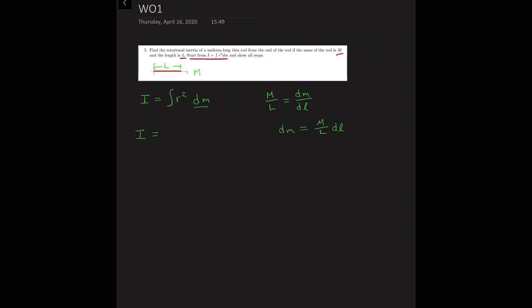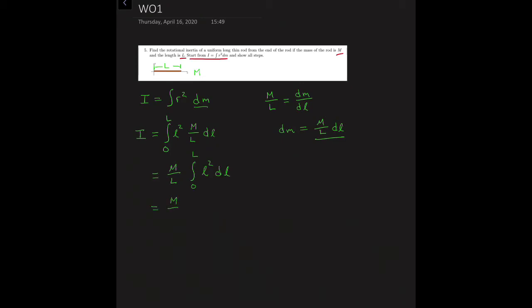So I, for our case, is going to be the integral from 0 to L, because we're integrating along the length, and r is just how far out or how far along the length we are, l squared, and then dm, we found dm over here, so that's M over L dl. So if we proceed through and integrate, we pull our constants out, 0 to L, l squared dl.